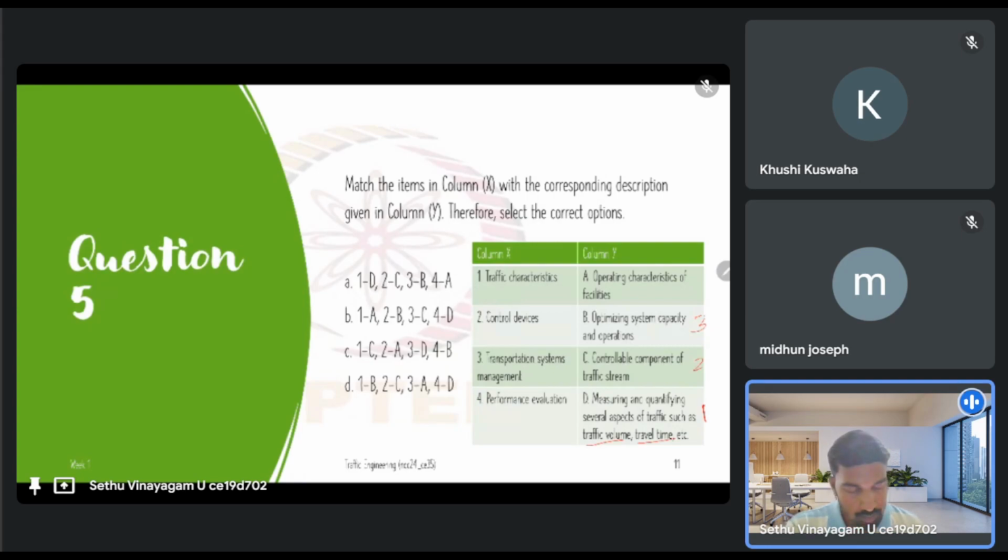And finally, performance evaluation. As we saw in one of the earlier questions, how do we do performance evaluation? In terms of the LOS, right? With operating characteristics of the facilities. The LOS is defined in terms of these operating characteristics, and based on that, we evaluate how good or bad is the performance of a given facility, right? So the performance evaluation is based on the operational characteristics. So 4 is matched with A, right? That mapping is given in option A. Okay, therefore A is the right answer.